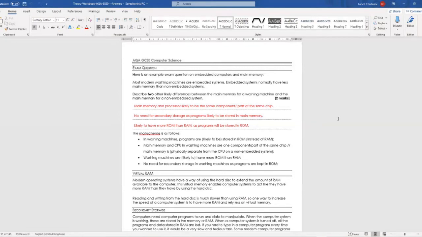Okay, so an embedded system, like your motherboard, will want a piece of code that is fixed, that doesn't change, and that also retains its memory when the washing machine is switched off, right? So embedded systems will have more ROM than RAM. They might have a little bit of RAM, but they will have more ROM than RAM, if any RAM at all, right? So embedded systems don't need secondary storage because everything is generally stored in ROM, right? So it's likely that the main memory and the processor are going to be the same, joined together, and they will have ROM rather than RAM.